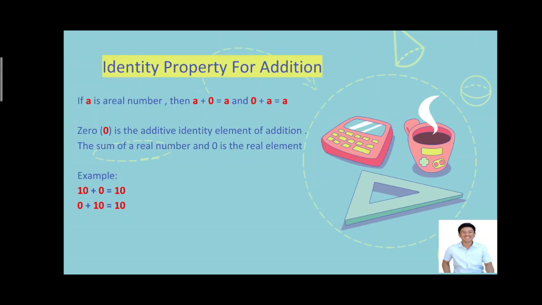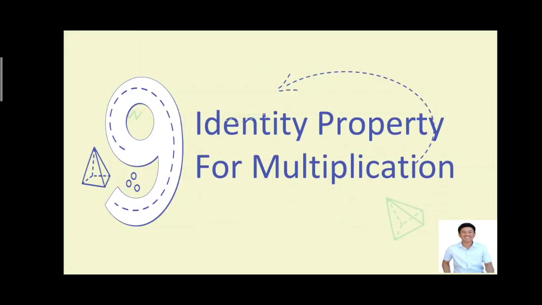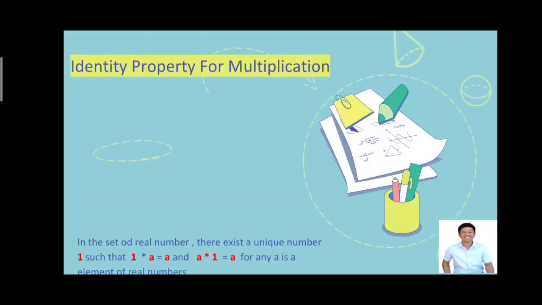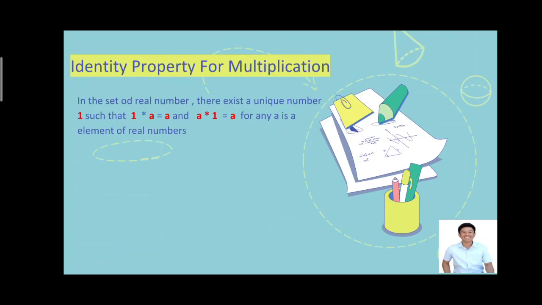Madali lang siya. Kumbaga, nakaka-confuse lang siya pag binabasa. At dito naman tayo sa identity property for multiplication. Identity property for multiplication. In the set of real number, there exists a unique 1 such that A multiplied by 1 is equal to A, and 1 multiplied by A is equal to A, for any A an element of the real numbers. The product of any real number and 1 is a real element.